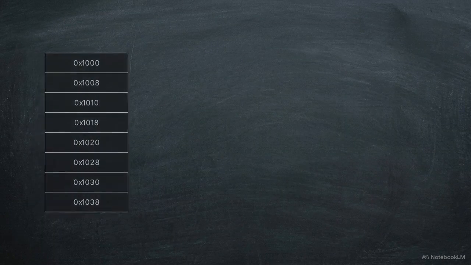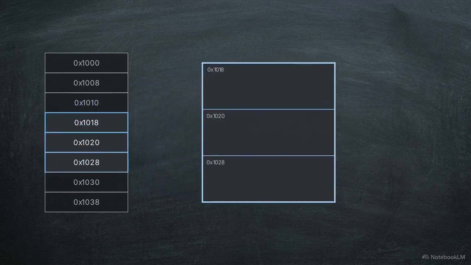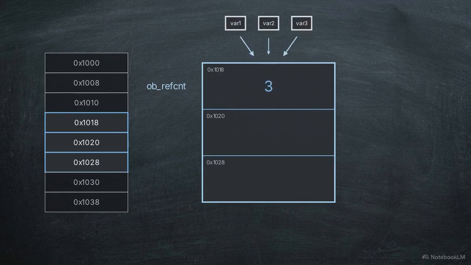This memory schematic maps the C code directly to our RAM grid. When a Python object is created, the C compiler allocates a contiguous block of memory specifically for these fields. The first memory segment is the reference count, or ob_refcnt. This integer tracks exactly how many variables currently point to this object. This field dictates garbage collection, the automatic memory management feature that deletes objects when this count reaches 0.